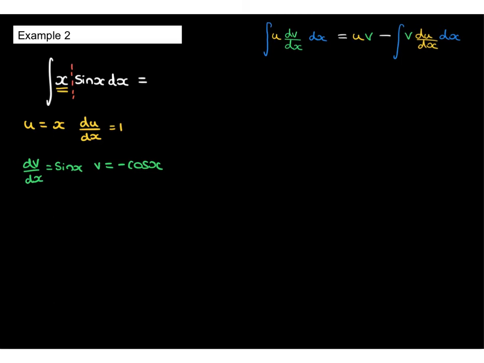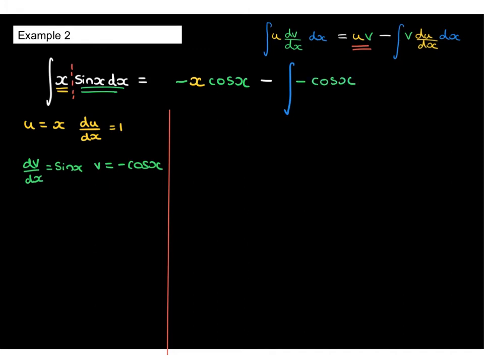Now, the formula we need is up in the top right hand corner, so let's work it through. So the first part we have is u multiplied by v. So that's x multiplied by negative cos x. And then we're subtracting from that the integral of v, which is negative cos x, multiplied by du by dx, which is just 1, all with respect to x.